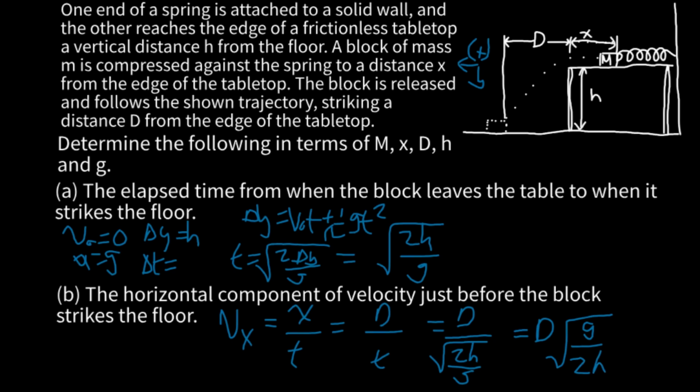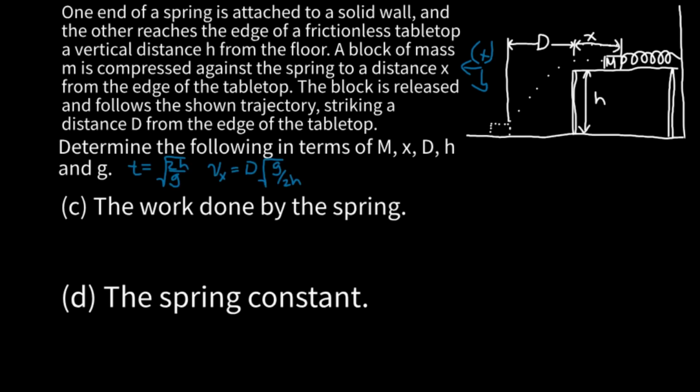So far, once you know what to do, parts A and B aren't that bad. If you're really stuck, a lot of times just write down everything you know. And maybe you'll see certain variables and certain equations you can use will jump out at you. These are the last two parts of this question. First, we want to determine the work done by the spring.